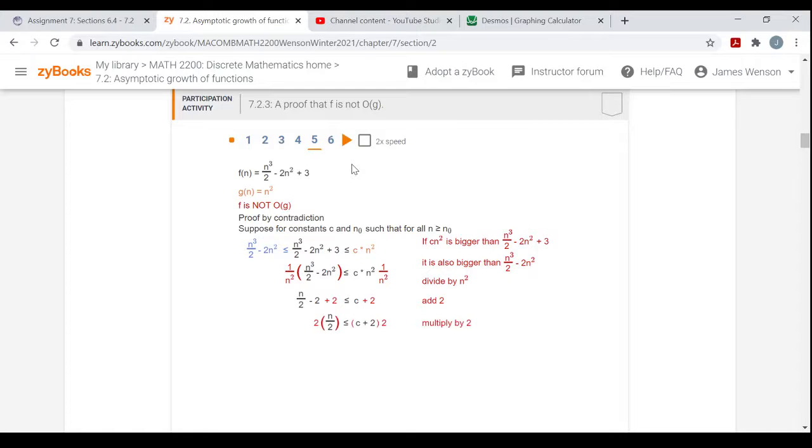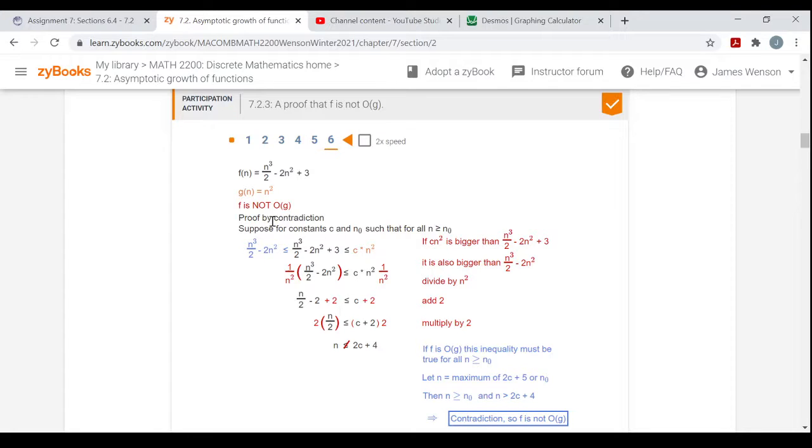And then you see how n would have to be at most 2c plus 4. Right. Now, let's think about this. We're saying that the original assumption was f is O of g. So for n greater than or equal to n0, this must happen, right? There must be some c and some n0 such that when n is greater than or equal to n0, this is happening.